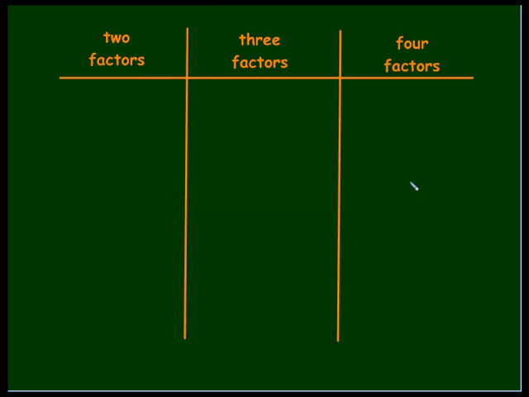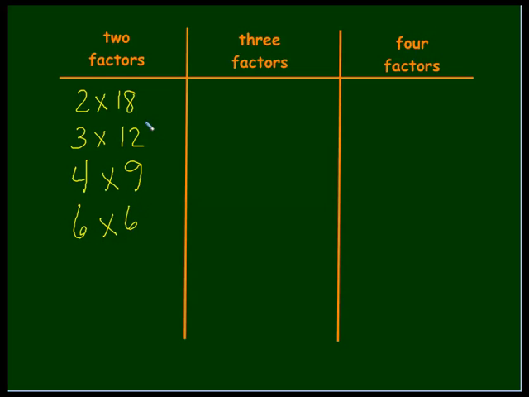So let's look at all the different ways that we can break down 36 into 2 factors, which we call factor pairs, 3 factors, and 4 factors. So for 2 factors, we could say 2 times 18. We can also do 3 times 12. Okay, I'm sorry. We can use 4 times 9. And also 6 times 6.